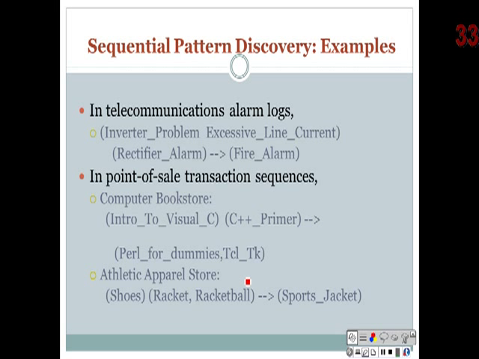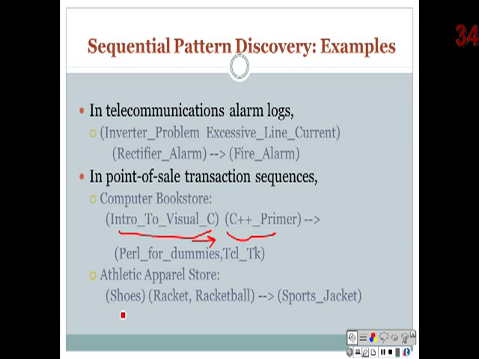Also in sequential discovery, for example, in telecommunication alarm logs, like the problem of excessive line current, rectifier alarm or fire alarm. In point of sale transaction sequences, for example, a computer bookstore, how are they going to put the items next to each other? We know that in the past we had Introduction to Visual C, then C++ appeared, then we had Perl for Dummies, etc. So it's like a sequential pattern on the bookshelf, or in transactions.